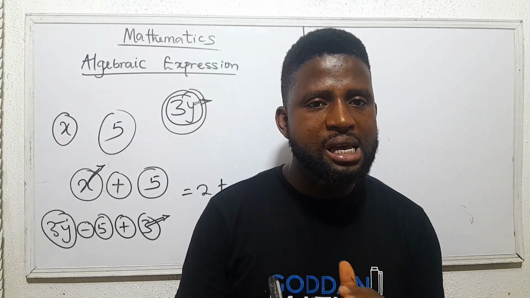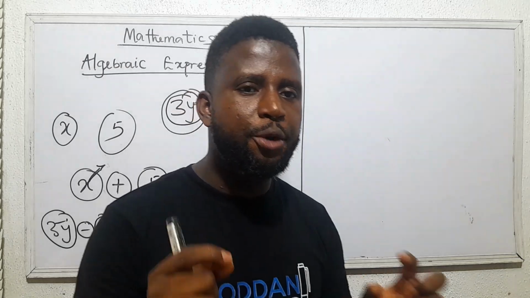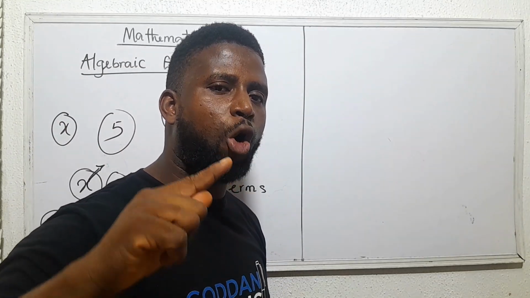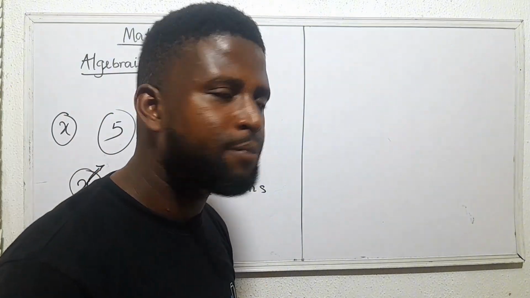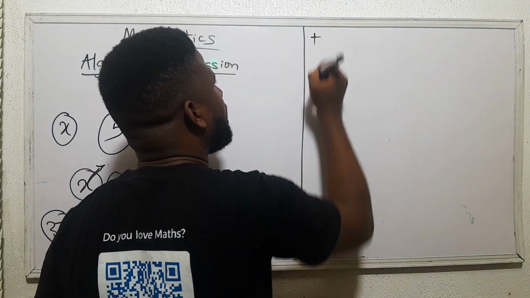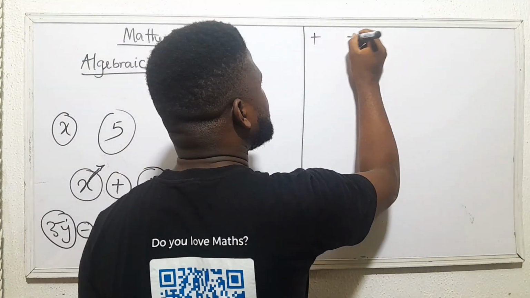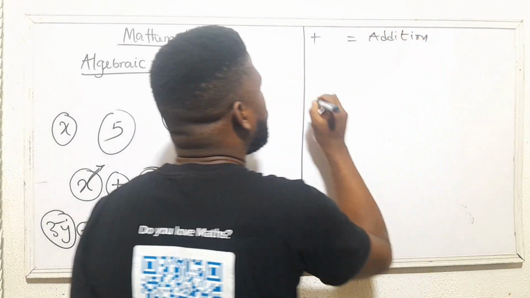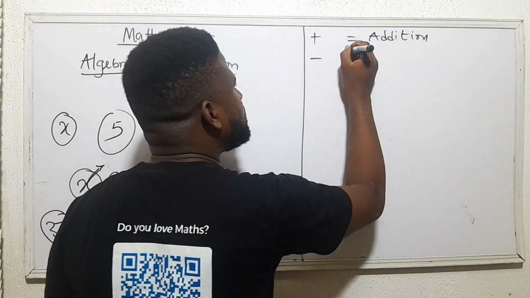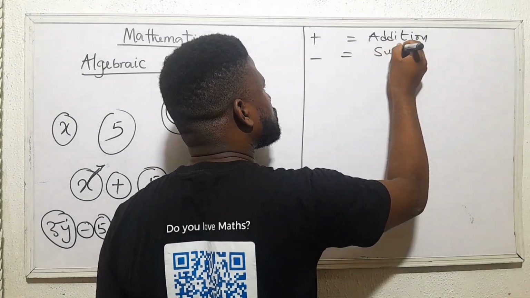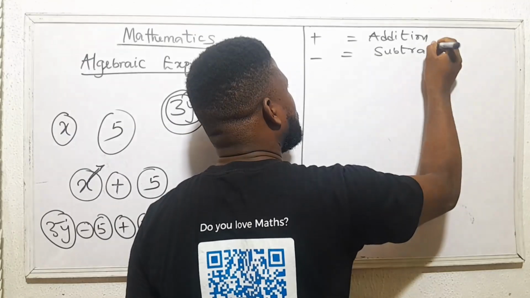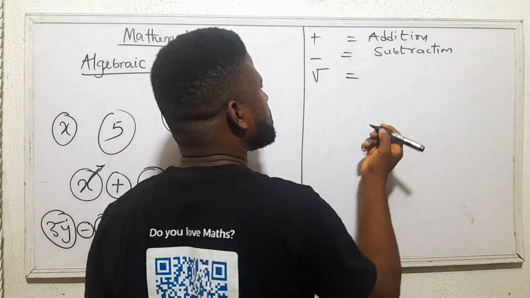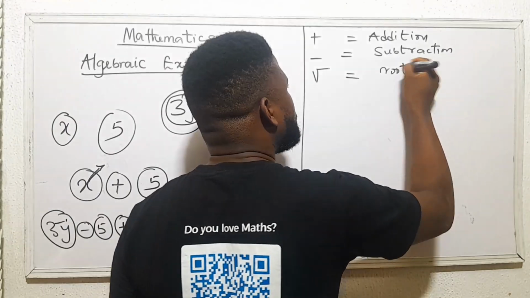Now, what is an operator? An operator is any symbol that indicates that an operation is to be carried out. For example, we have the plus symbol. This indicates that an addition is to be carried out. We have the minus symbol. This indicates that a subtraction is to be carried out. We also have the root symbol. This indicates that a root is to be carried out.